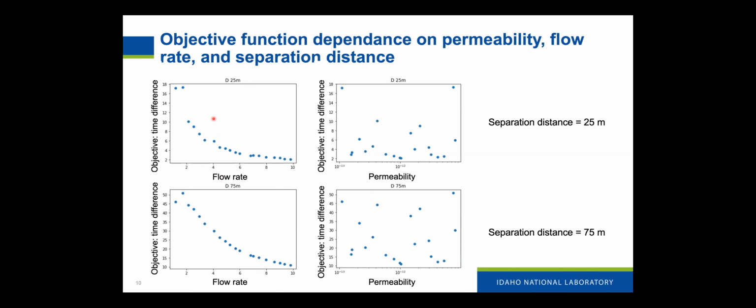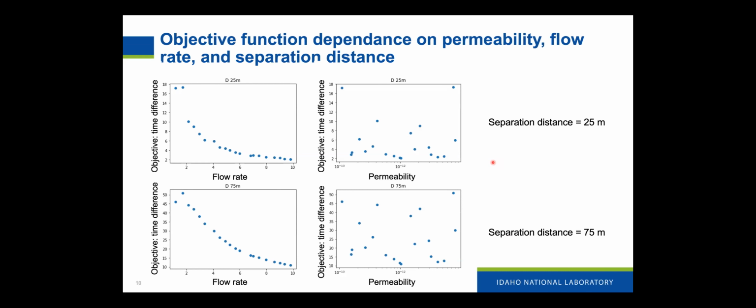So one clear thing that we can observe here is that the time difference has a deterministic relationship with the flow rate, but the permeability seems to not affect this time difference, because the time difference values for different permeabilities seem to be quite random. So that's one of our observations here, and it makes physical sense as well.